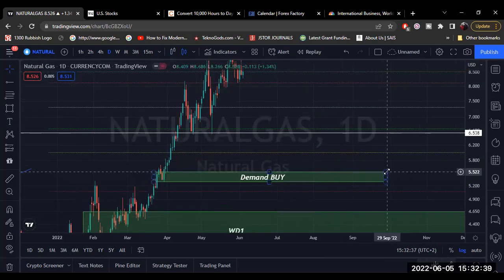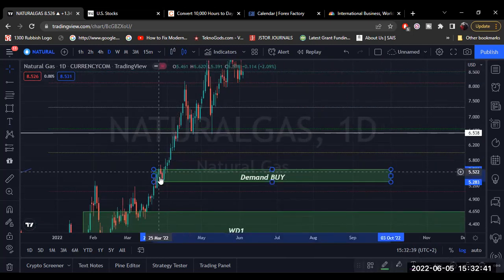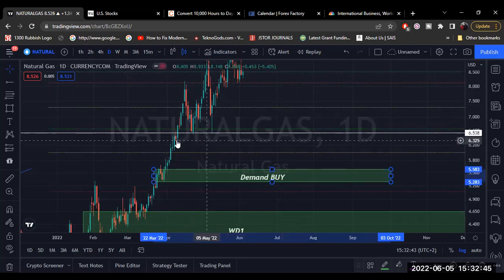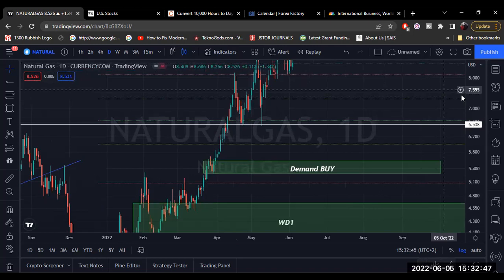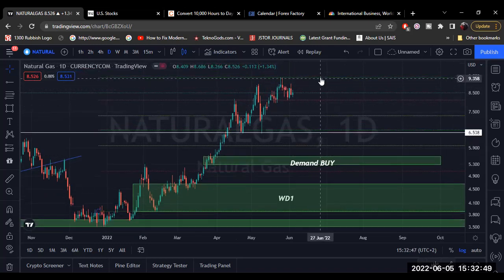So just extend this a little bit. Make sure you cover it, but we've got a nice bullish engulfing pattern. We want these areas to break. Once they break, then yeah, natural gas might come to us.